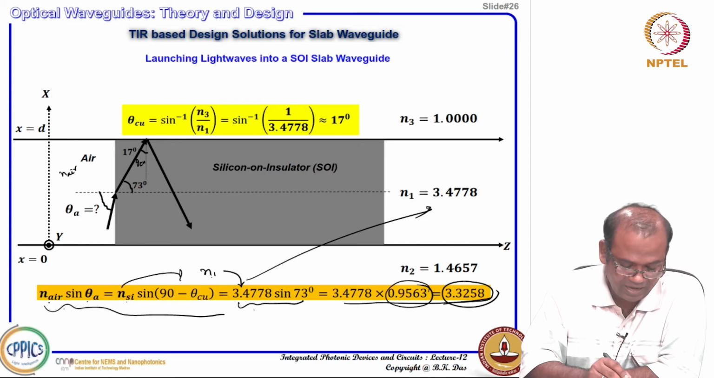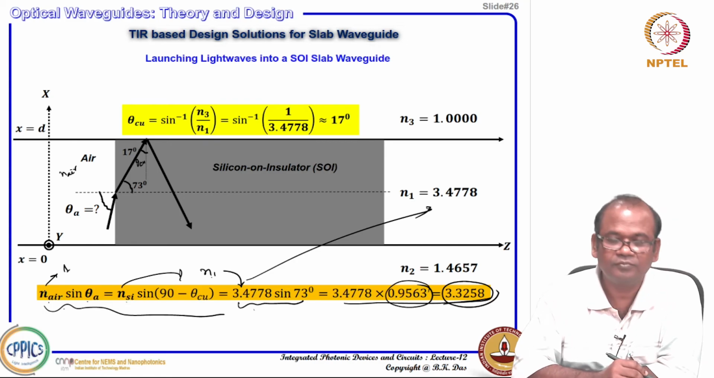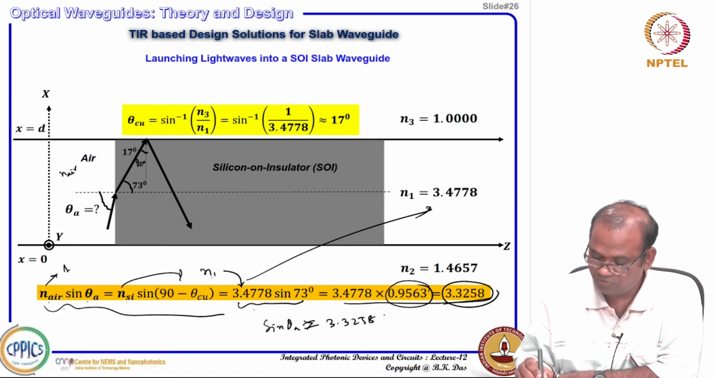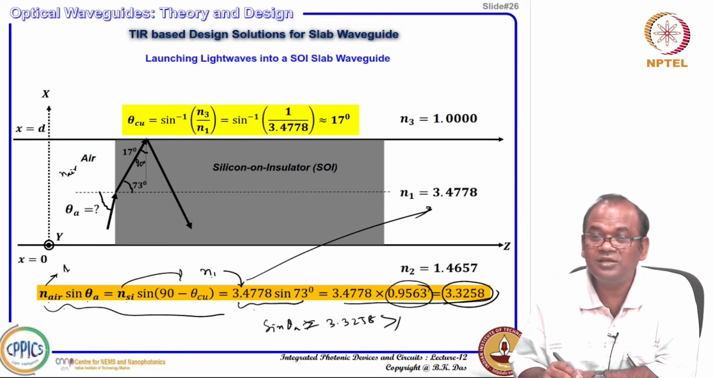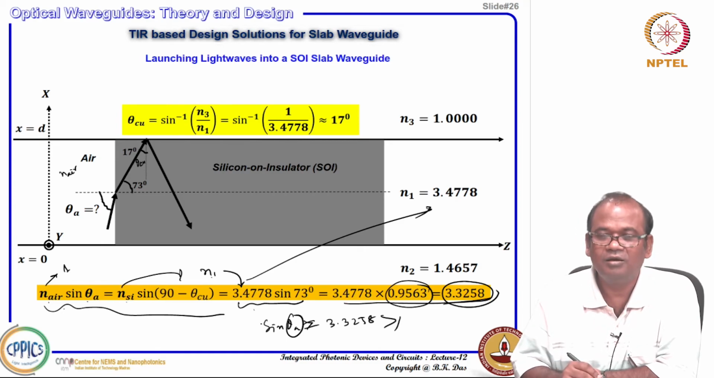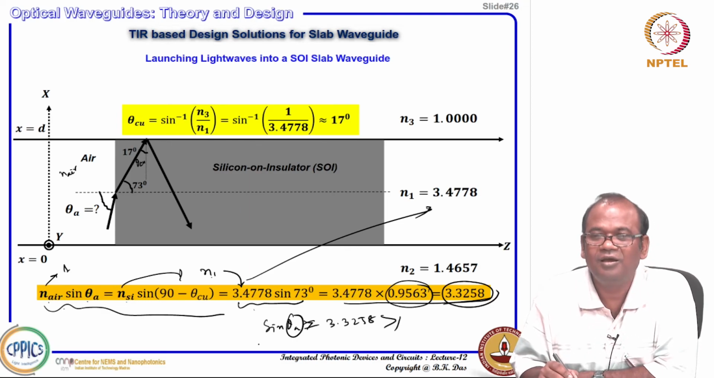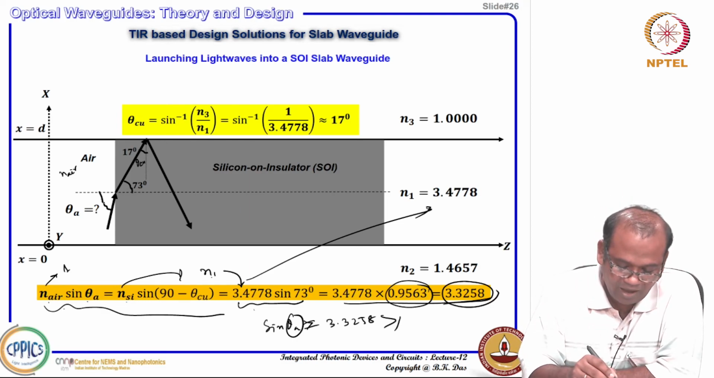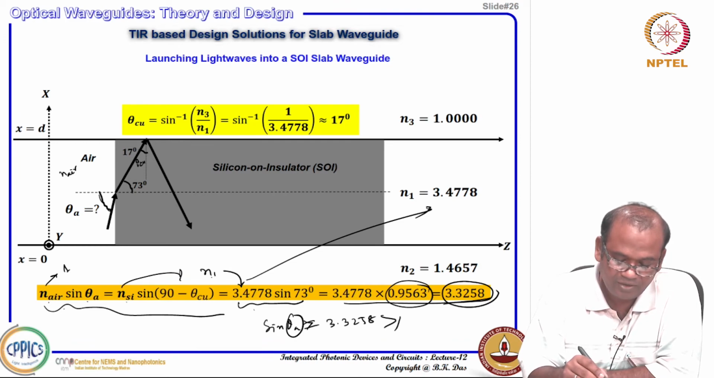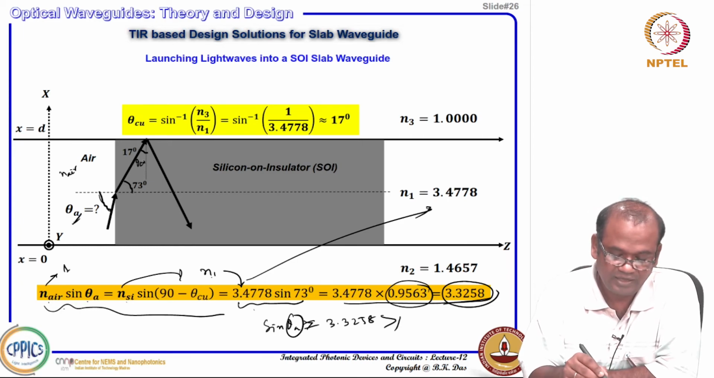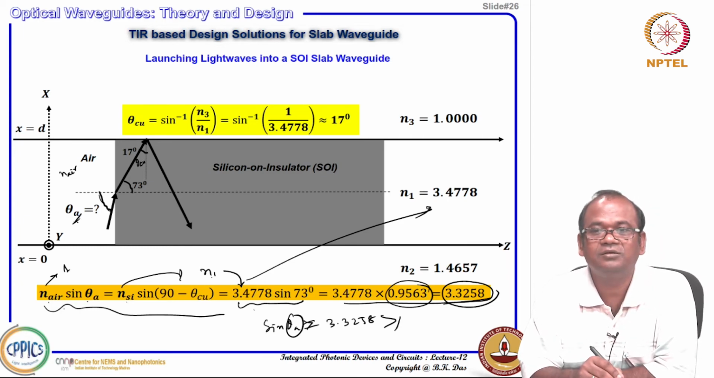If you see n air is 1, then sin theta A, whatever you are getting, sin theta A is equal to 3.3258, which is greater than 1. Sin theta greater than 1 means theta A must be imaginary, since sin theta cannot be greater than 1. So that means this is the angle where I can have the critical angle, this theta A, exactly the critical angle, which is coming as imaginary.